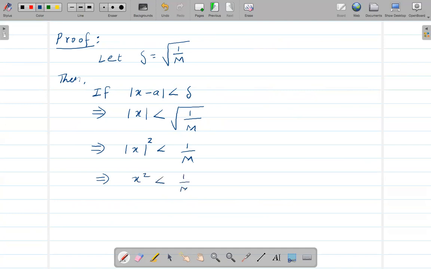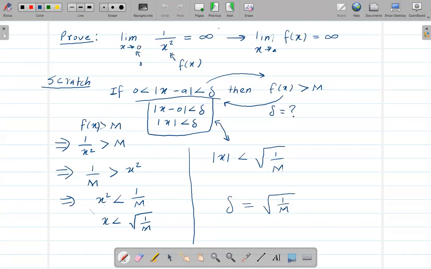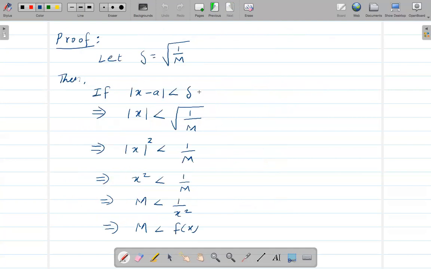Now again, cross multiply this, so m is less than 1 over x squared. Again, 1 over x squared is f of x, right? That's exactly what I said here. This f of x is 1 over x squared, and we're trying to prove f of x is greater than m. So from here I got here, so I got f of x is greater than m. That means it's proved.